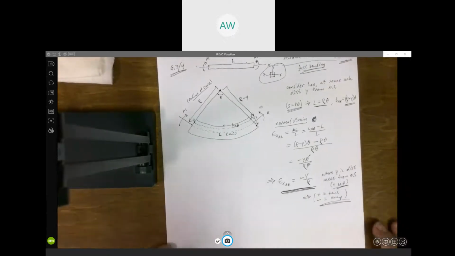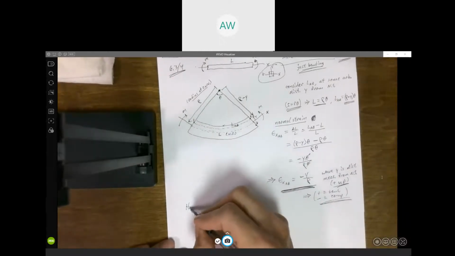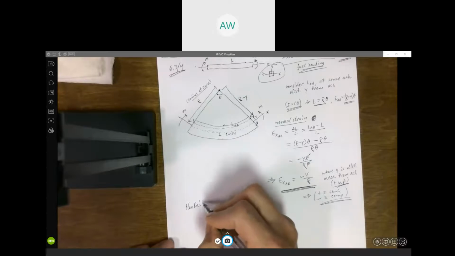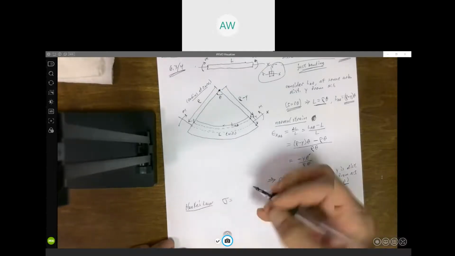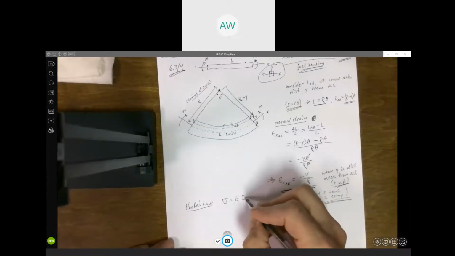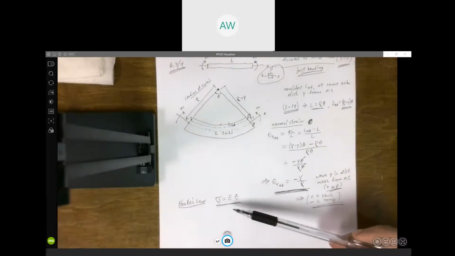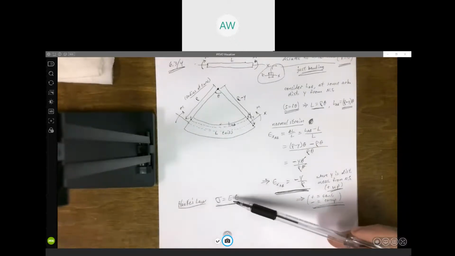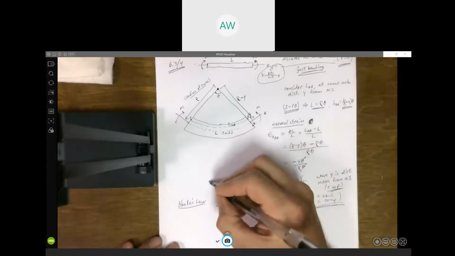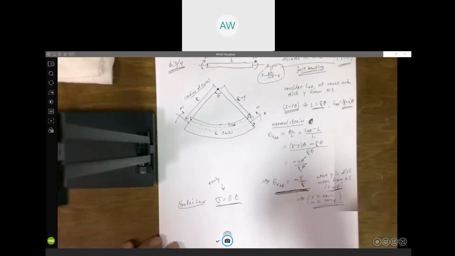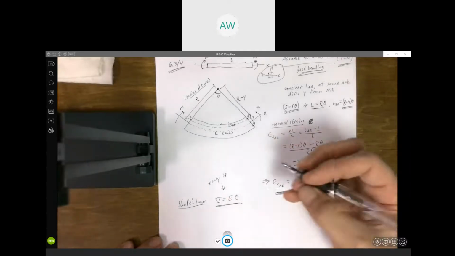As I said a few minutes ago, how we're going to get to stress is we're going to apply Hooke's law. Remember, Hooke's law says normal stress is equal to E times normal strain, E being our modulus of elasticity, the material property. One thing to remember, though, this is true only if you're in that elastic or linear region.